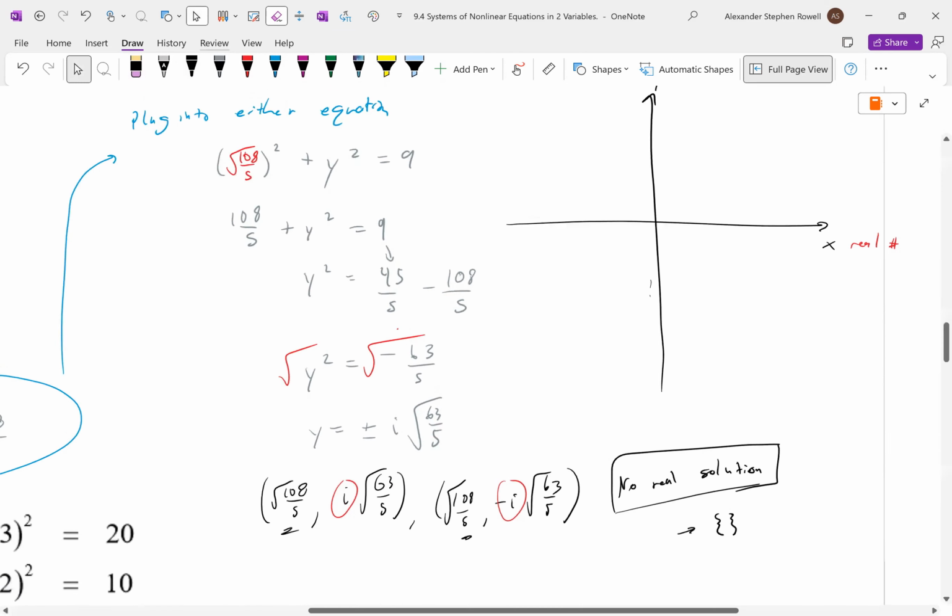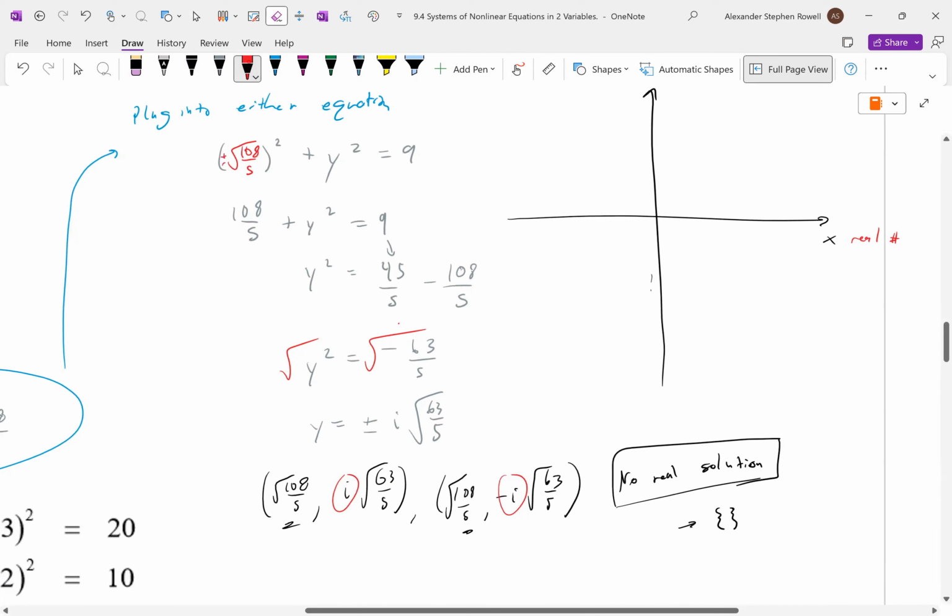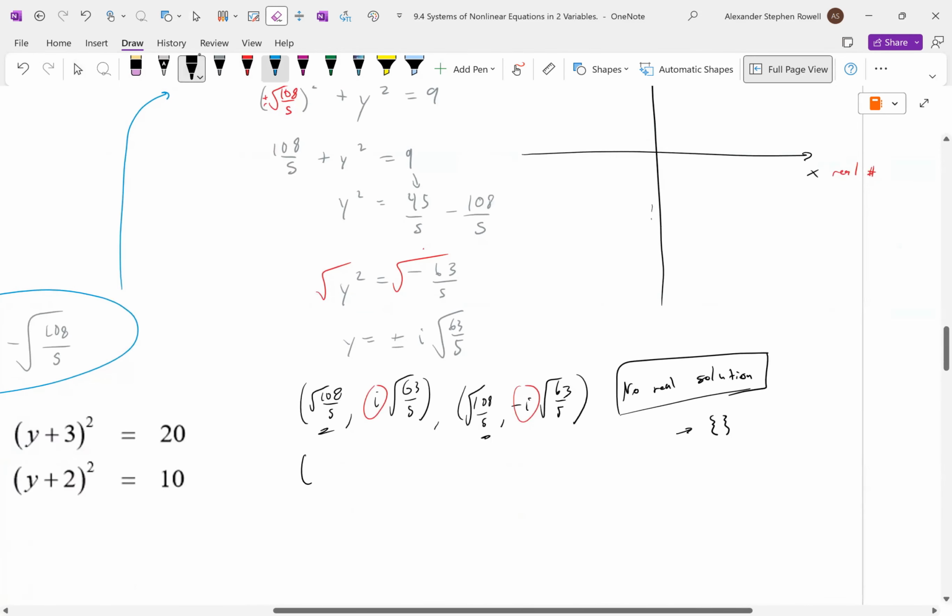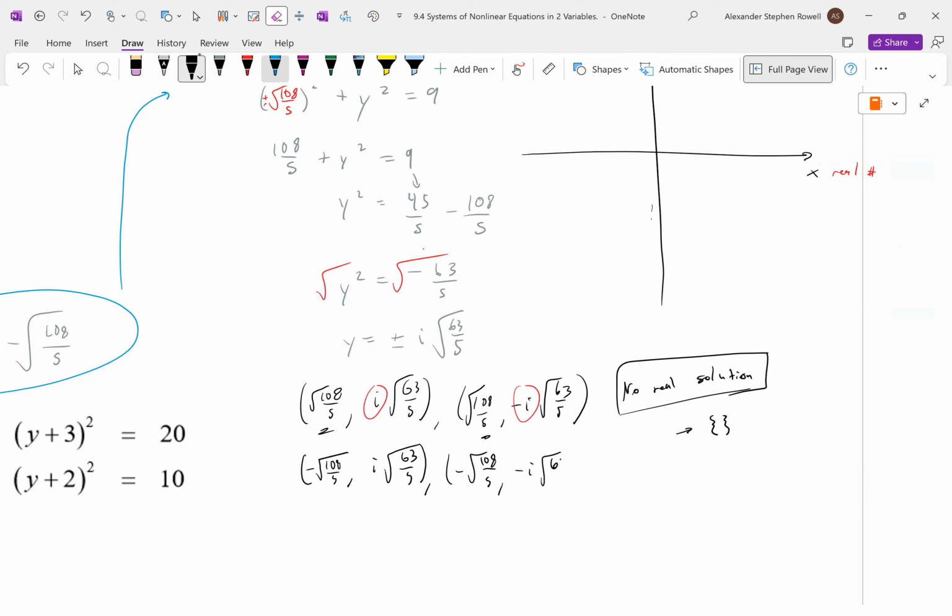And just confirm, if I plug in the negative, plus or minus, either way, when I square it, I get the positive 108. Let me just write this out. There's 4 solutions technically: negative root 108 over 5, i root 63 over 5, negative root 108 over 5, negative i root 63 over 5. So there's 4 answers if we allow complex. But we're just looking for where they intersect. So we'll write no real solutions.